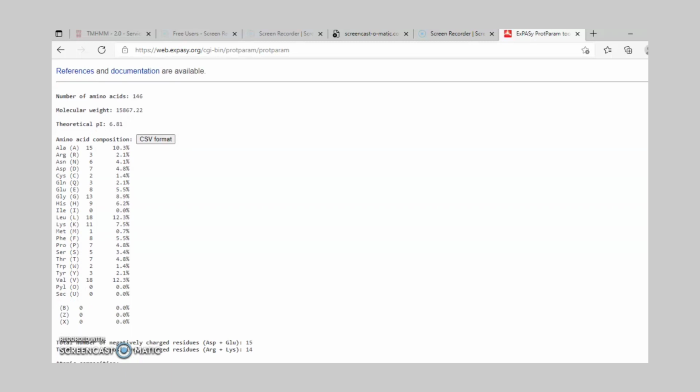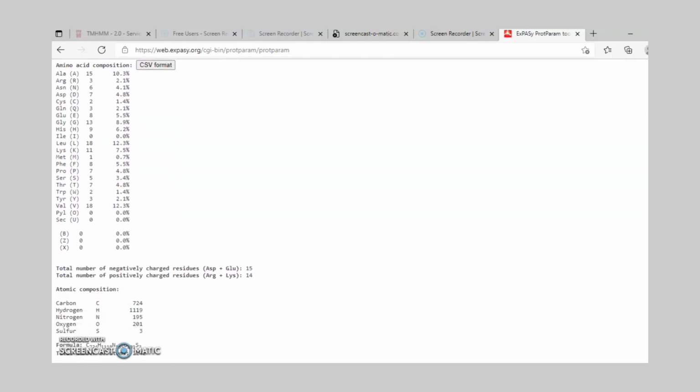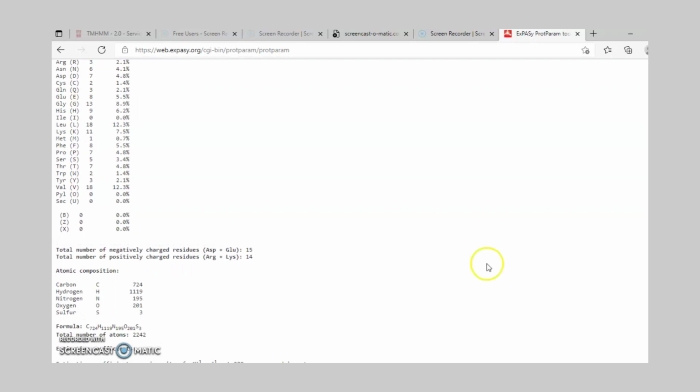The focal point of this lecture is to look at the amino acid composition and the physical-chemical properties of the protein. Now you can see we have the total number of negatively charged residues, which are aspartate and glutamate. So we have 15. We have the total number of positively charged amino acids, which are arginine and lysine. We have 14.